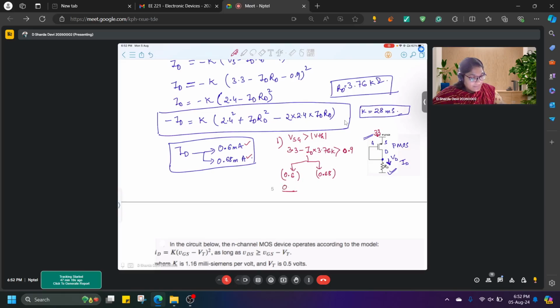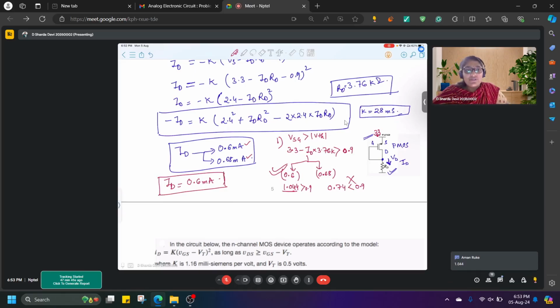Okay, so here you will get it as 0.9, 1.044, which is greater than 0.9. So that satisfies this equation, whereas in the other case it is 0.74, which is less than 0.9. So this is not the case. So the final answer will be 0.6 milliampere.